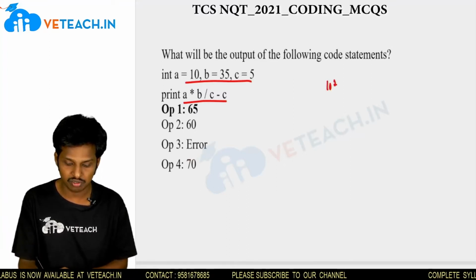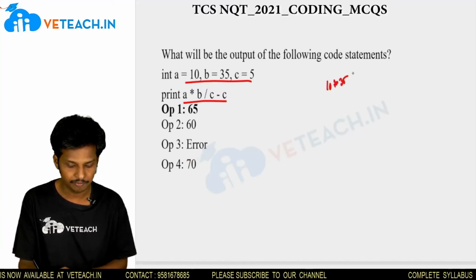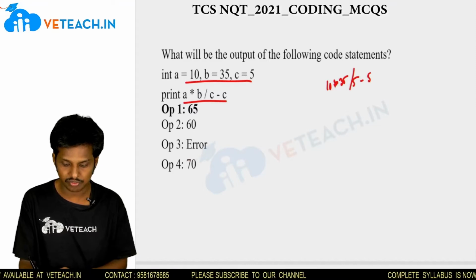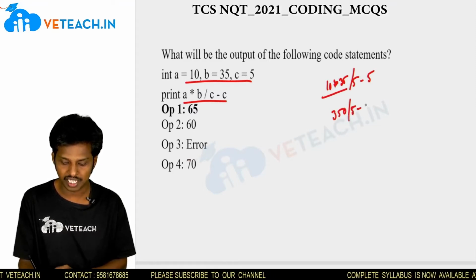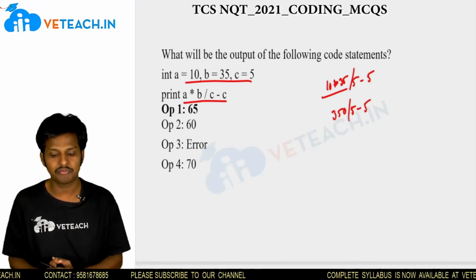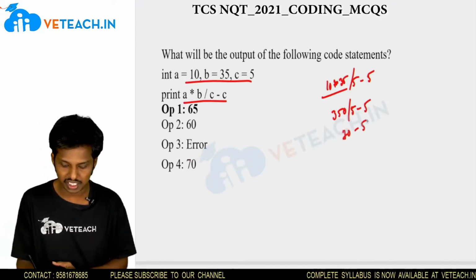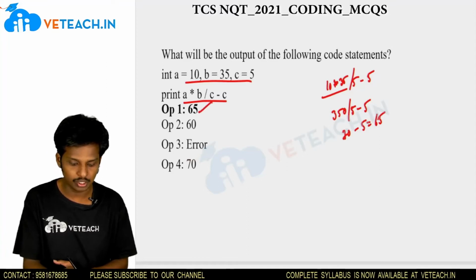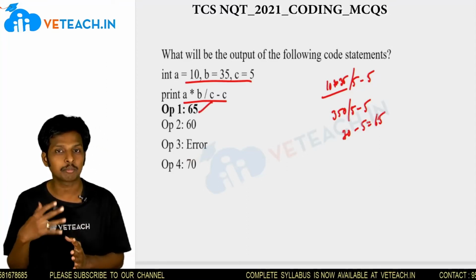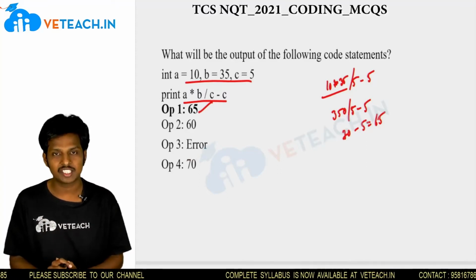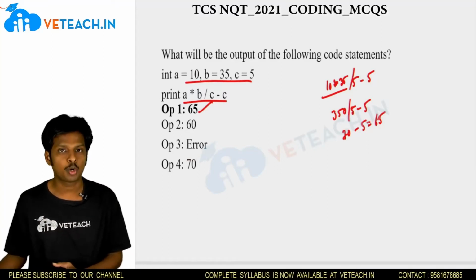Let's substitute the values. 10 star 35 by 5 minus 5. 10 star 35 is 350. 350 by 5 minus 5. 350 by 5 is 70, minus 5, that is 65 will be your answer. So generally we have to remember operator precedence to evaluate this expression. Otherwise we will have some problems.